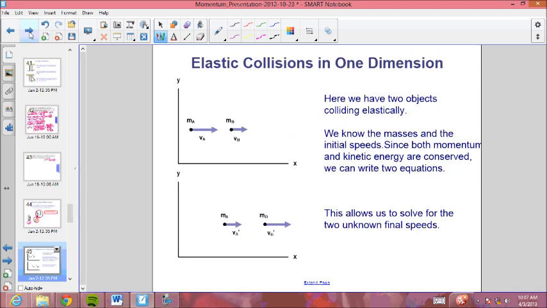All right, elastic collisions in one dimension. Here we have two objects colliding elastically. We know the masses and the initial speeds. Since both momentum and kinetic energy are conserved, we can write two equations. This allows us to solve for the two unknown final speeds. If you notice, over here we've got our original velocity of object A and of object B. This is a bigger arrow, this is a smaller arrow, and in the end, the velocity of the first one is a little shorter than the velocity of the second one.